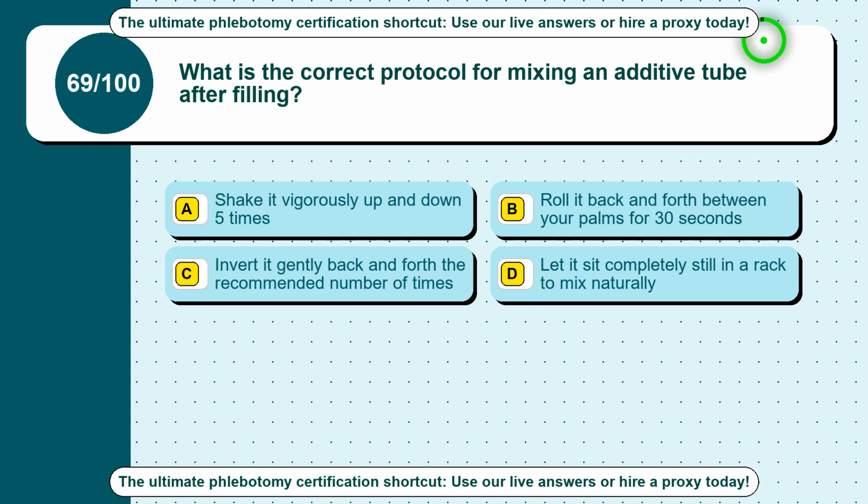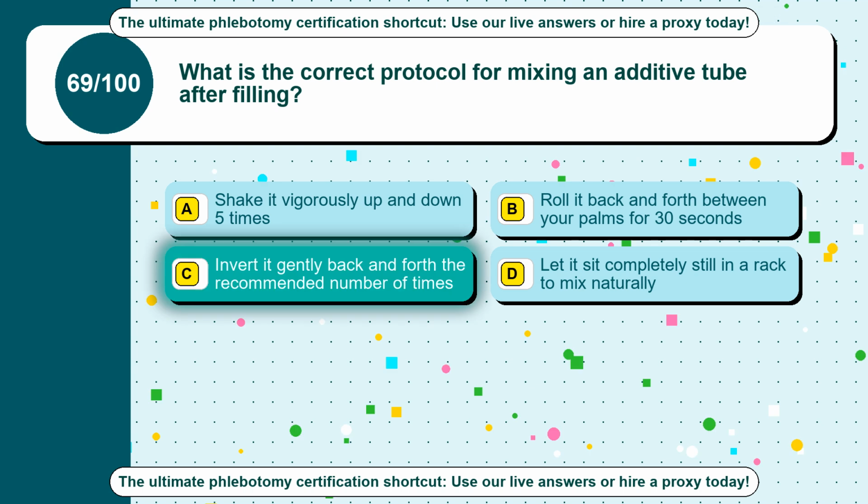Question 69. What is the correct protocol for mixing an additive tube after filling? Option A, shake it vigorously up and down 5 times. Option B, roll it back and forth between your palms for 30 seconds. Option C, invert it gently back and forth the recommended number of times. Option D, let it sit completely still in a rack to mix naturally.